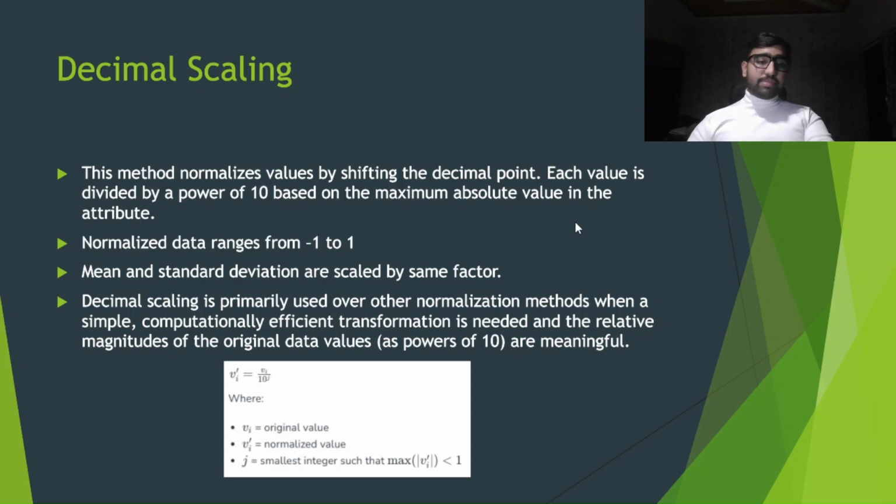So in decimal scaling, we divide all the data values by a certain power of 10. That power of 10 is decided by considering the maximum absolute value in the data. If we find the maximum absolute value, the number of digits in that maximum absolute value would be the power of 10. So here is the formula for that.